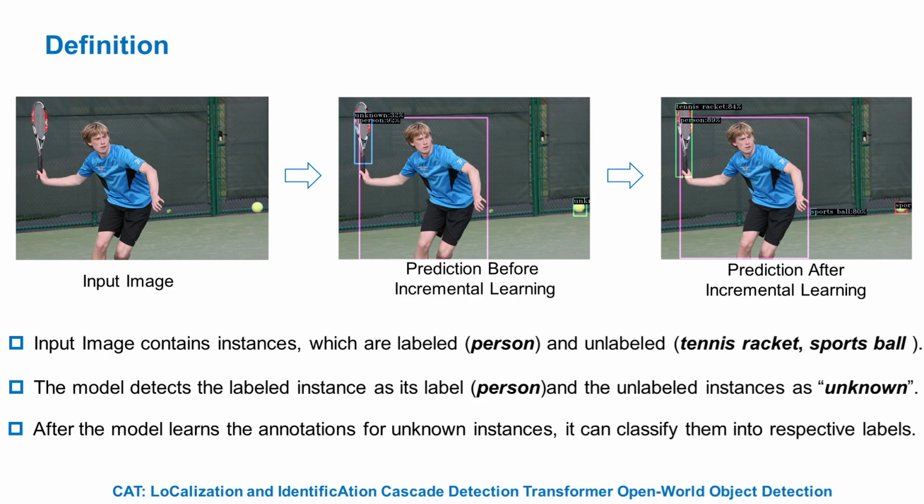Firstly, what is Open World Object Detection? Here, the task is to learn to detect unknown object instances and incrementally learn to classify them into their respective classes. For example, the input image contains both labeled foreground objects like person and unlabeled objects like tennis racket and sport ball. The aim of the model is to detect novel unseen objects and classify them as unknown along with learning labeled instances. When annotations of these unknown labels are introduced, the open world detector should be able to categorize them accordingly without forgetting the labeled instances, and these steps continue until all objects are labeled.